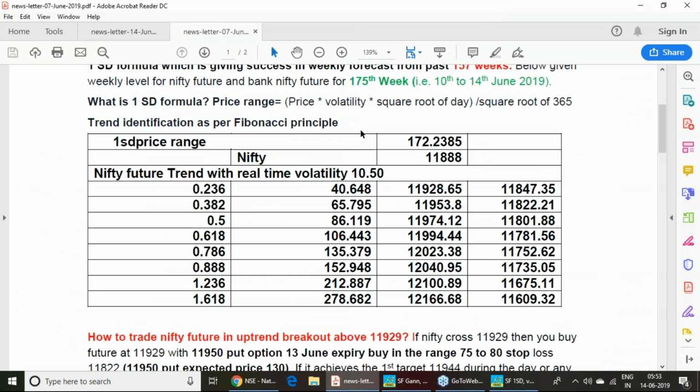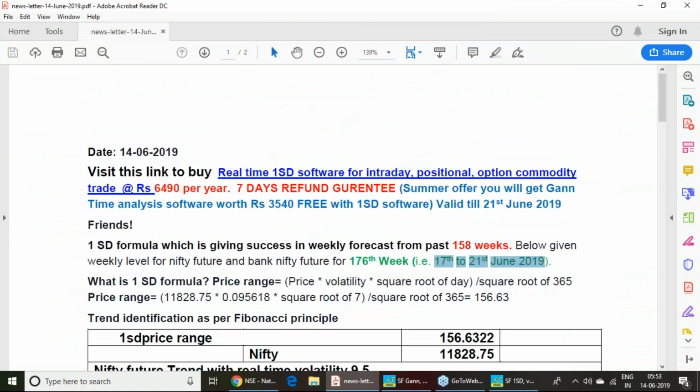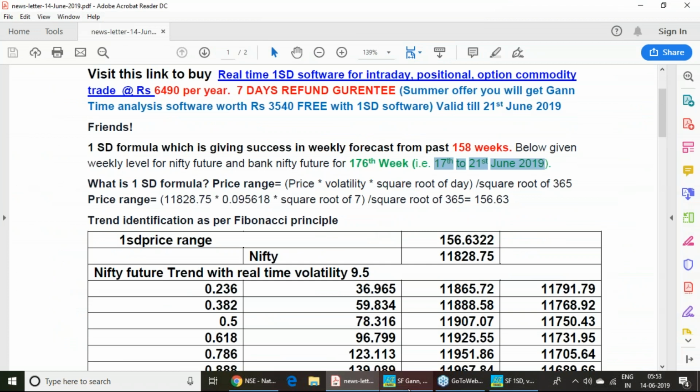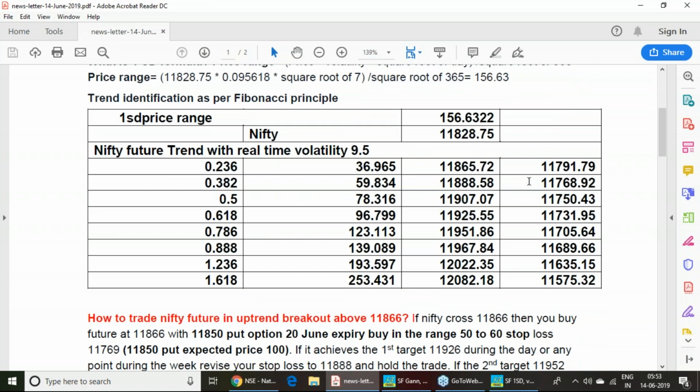But do not go by the last week's performance. Just have a look at the coming week. If you think that last week you have not observed or traded, this is the calculation we have given for the coming week.